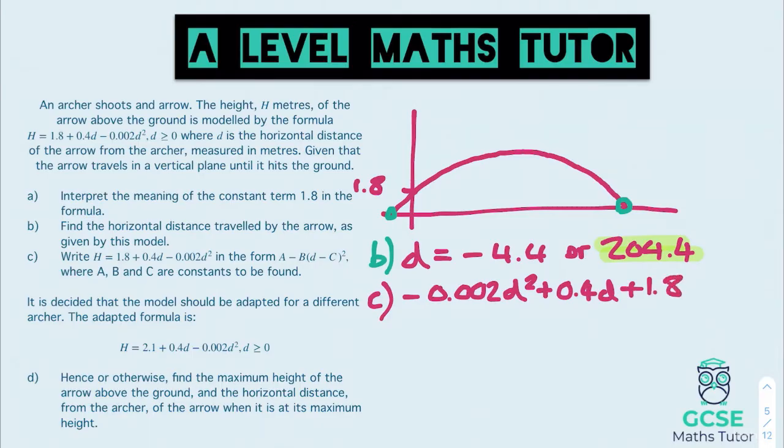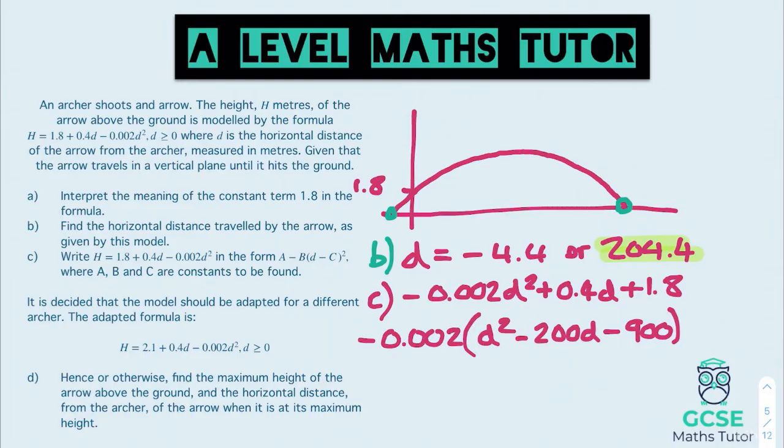So in order to complete the square, and don't forget to check out the revision videos on that, we need to take out that factor of negative 0.002. So negative 0.002, and then in the brackets we get d squared. 0.4 divided by negative 0.002 is 200, so negative 200d, and then positive 1.8 divided by that negative 0.002 gives us minus 900. And that is now in a format where we can actually complete the square.